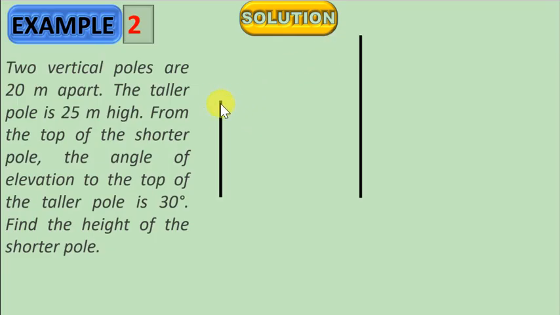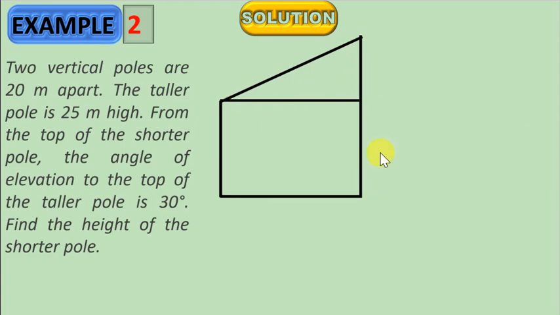So the angle of elevation from the shorter pole, from this level to this point here, is what is given to us. That is giving us 30 degrees. Now this height here is 25 meters, while the height of the shorter pole is not given. They are standing 20 meters apart.